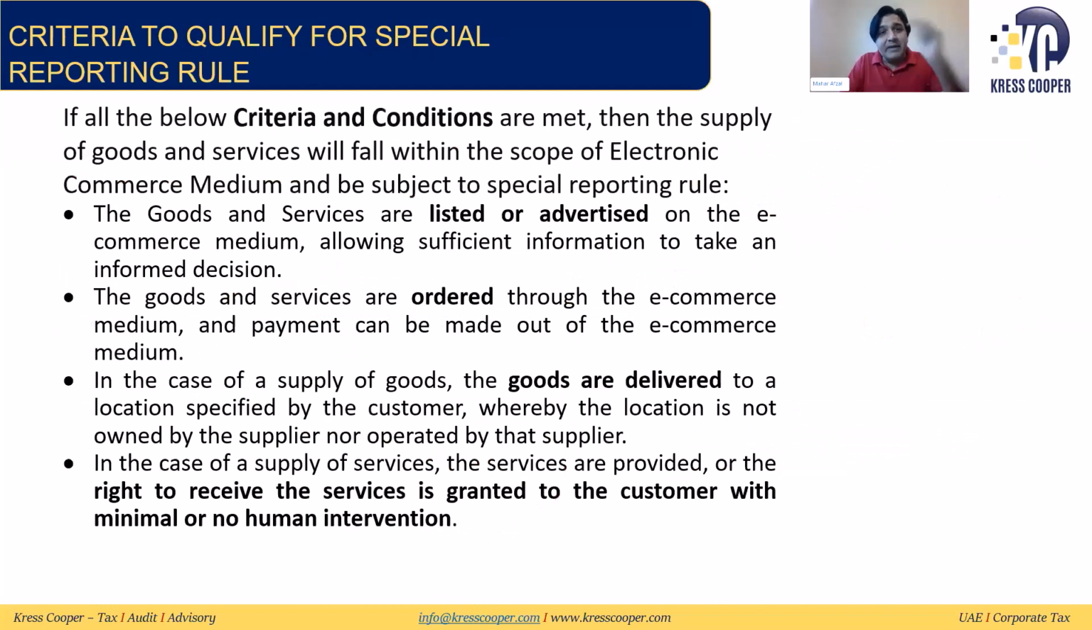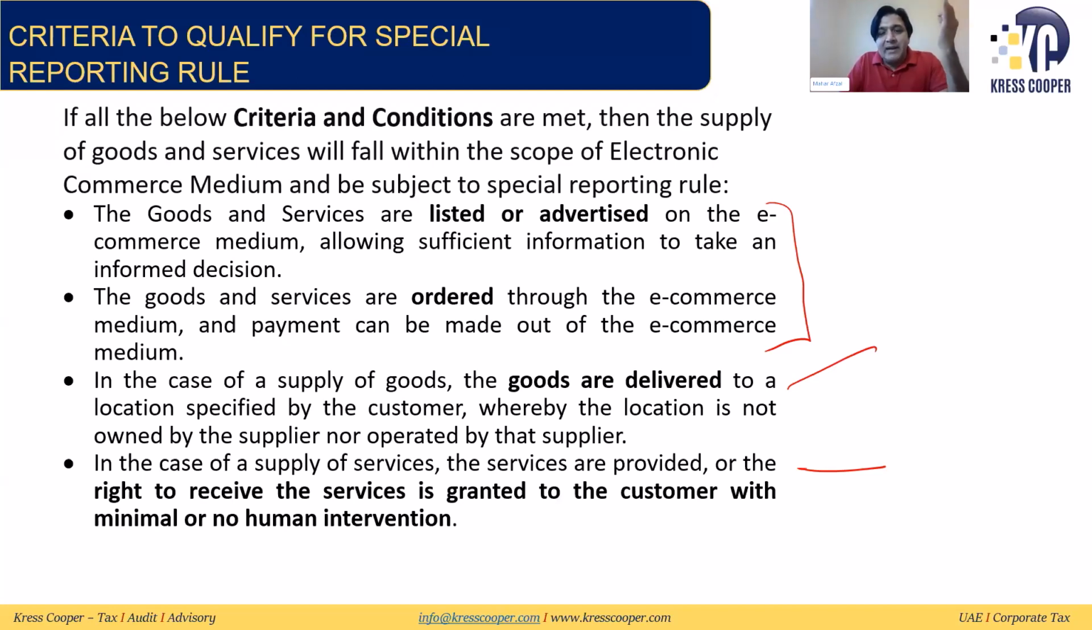So this is the criteria. How can we say that the goods and services are being supplied through the e-commerce platform, the e-commerce medium? These are the 4 conditions. Overall, we can say there are 3 conditions. This pertains to goods, this pertains to services, and these are 2 common conditions. So in total, 3 conditions for the goods and 3 for the services.